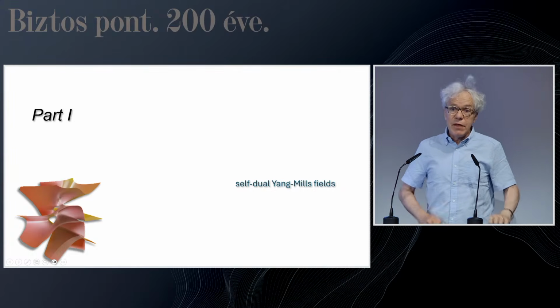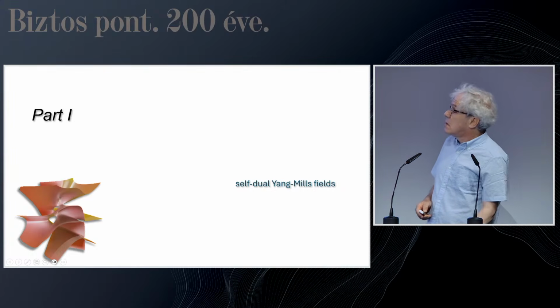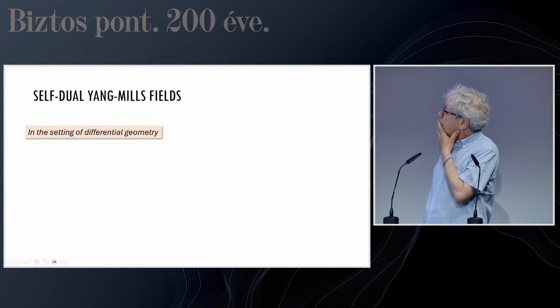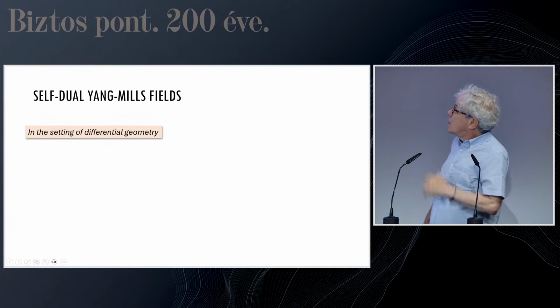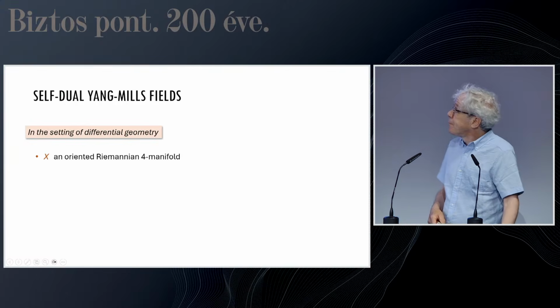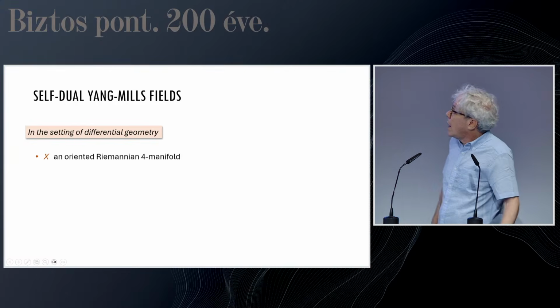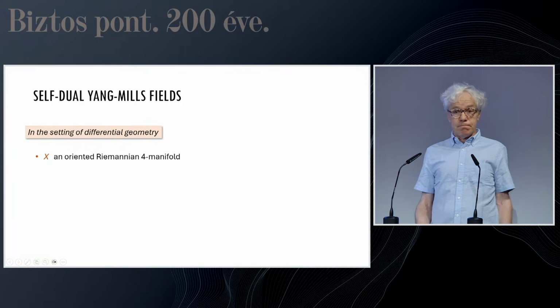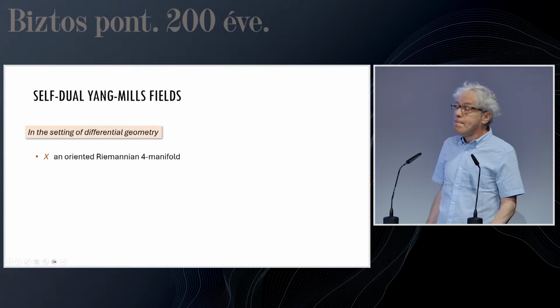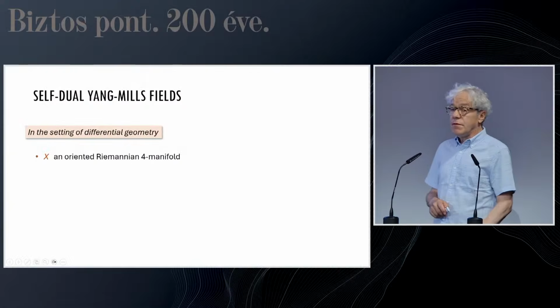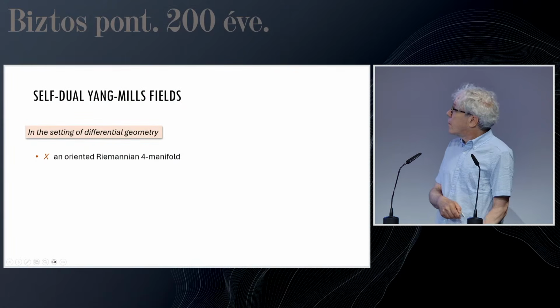So gauge theory means many things depending on who you are. For me, it means the self-dual Yang-Mills fields taken in the setting of differential geometry. We have an oriented Riemannian four-manifold. You can think to start with just Euclidean four-space, which is certainly where the subject started. If you want something compact, think of the four-sphere, complex projective space. Later, we'll be talking about complex algebraic surfaces, so think perhaps of a smooth surface inside complex projective three-space, thought of as a smooth four-manifold.